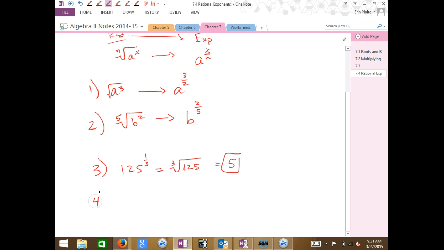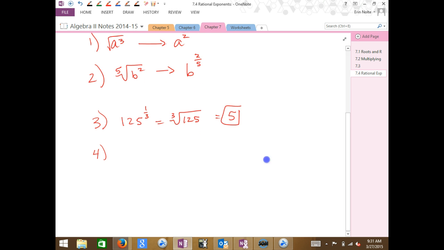Let's try another one of those. Let's say we have 16 to the 1/4 power. What is that in radical form? Good. So we have the 4th root of 16. Anybody know what the 4th root of 16 is? We do. It is 2.